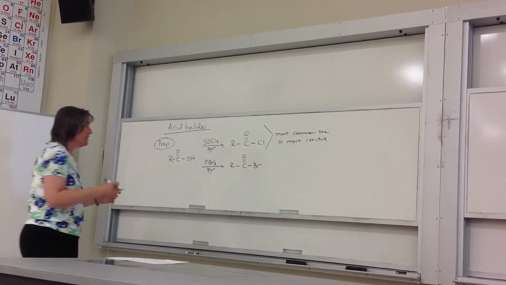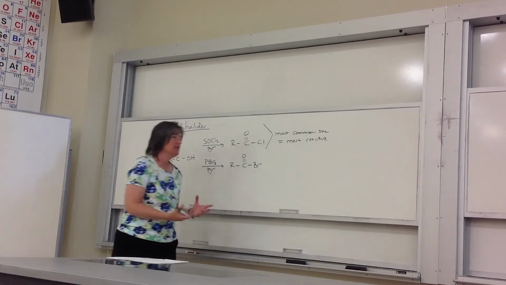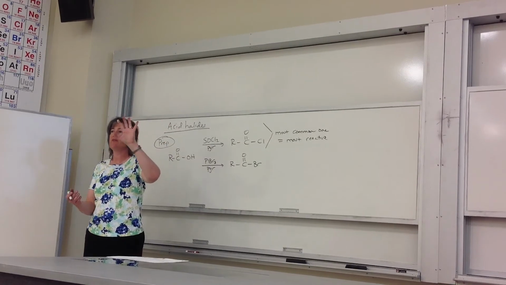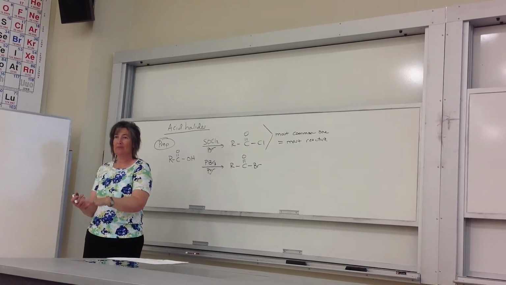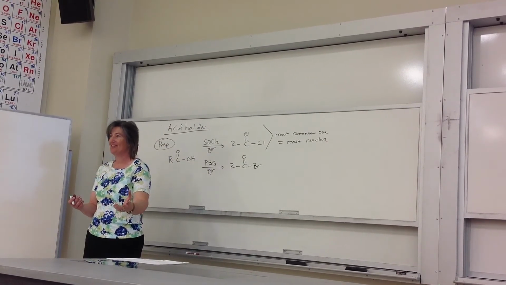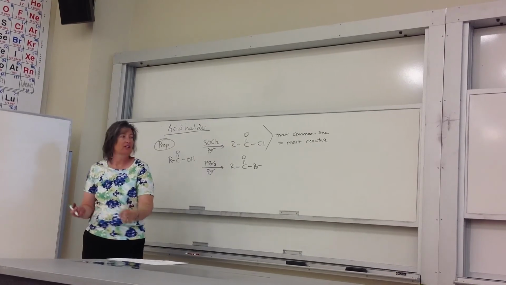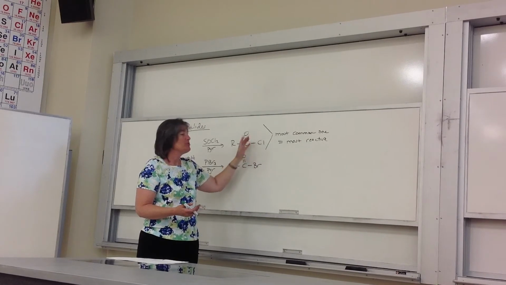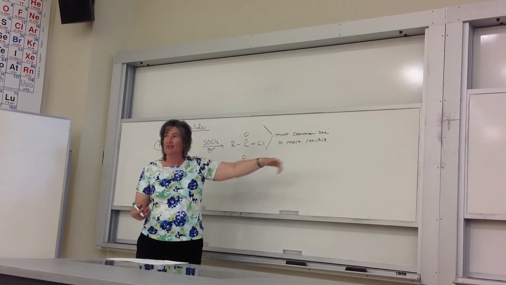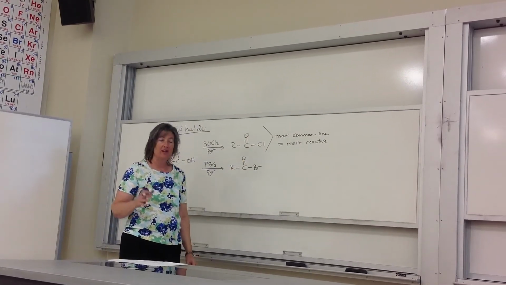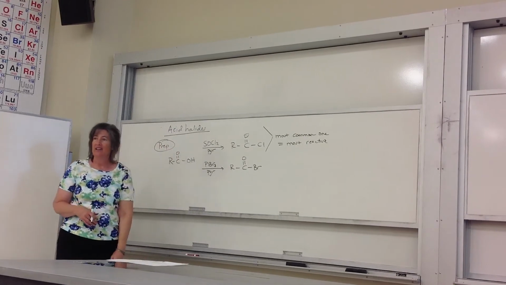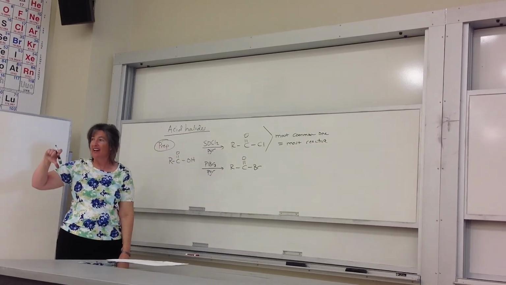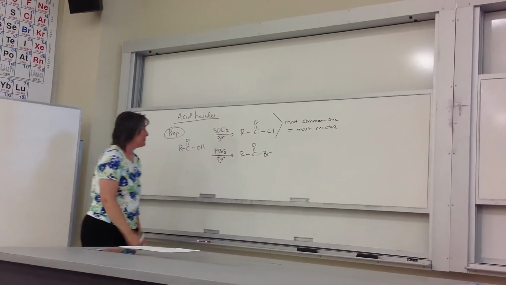So, if you're going to go through the trouble of making one because you want to add something to it right away, you're not going to make one that's less reactive, right? That's kind of defeating the purpose. So since this one is the most reactive, the next step is probably going to work better. So acid bromides will work, they're just not as good. Acid iodides aren't that reactive, so they're not that great. So no one makes them.